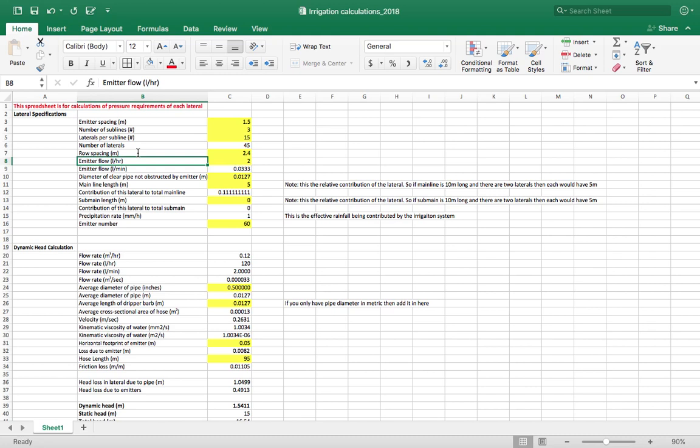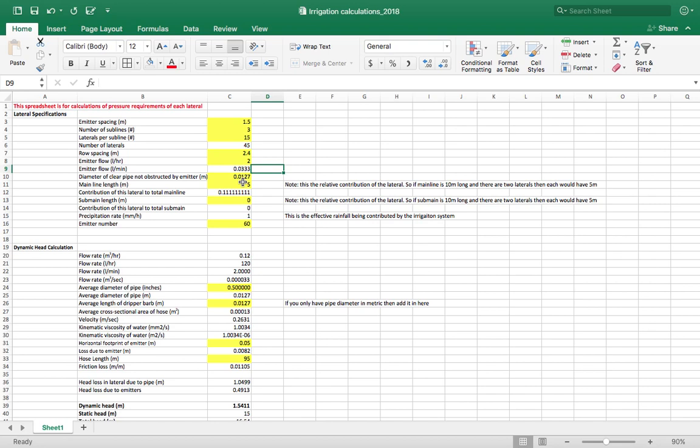Yeah, that's right. Emitter flow, liters per hour. I've gone 2. So it's normally between 2 and 20. Between 2 and 3 is pretty normal, so let's get 3. Actually, we'll start with 2, and we'll have a look how it changes things. So each dripper is doing that much per minute. That's liters per minute.